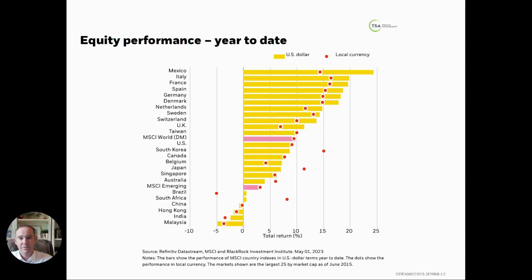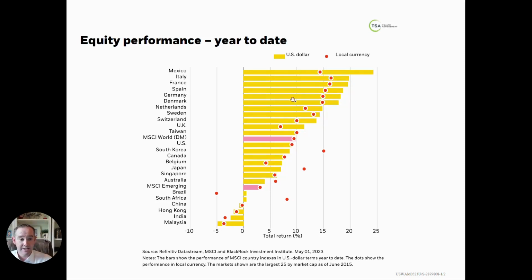This is just something to keep in mind as you're investing: whether the funds you're using for international investments are currency hedged or currency unhedged. Currency hedged performance will look like you're investing in the US dollar performance. If it is unhedged, you are also going to be subject to the local currency risk.